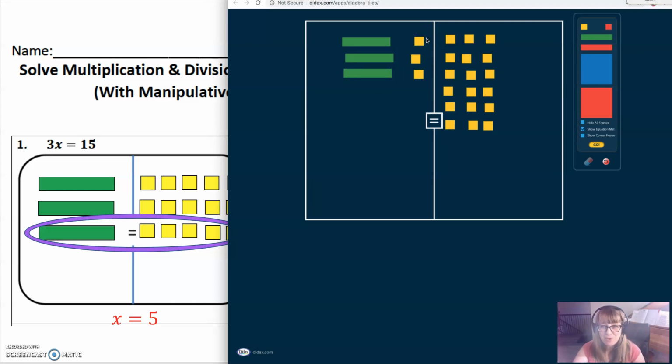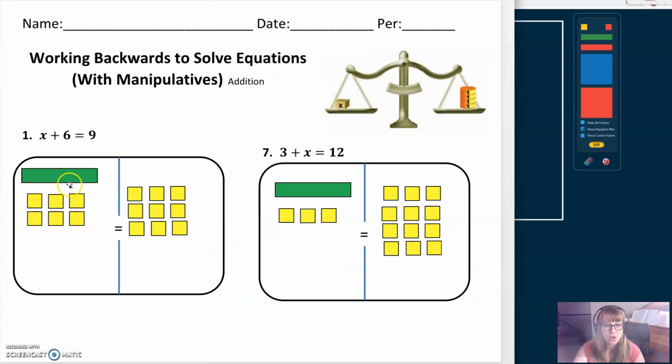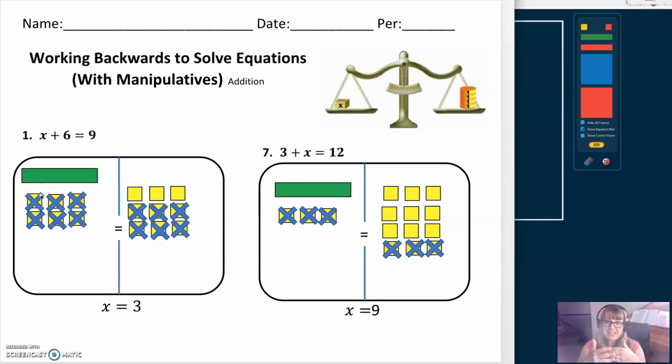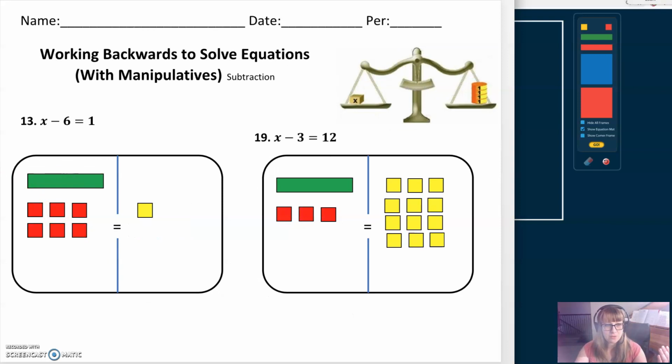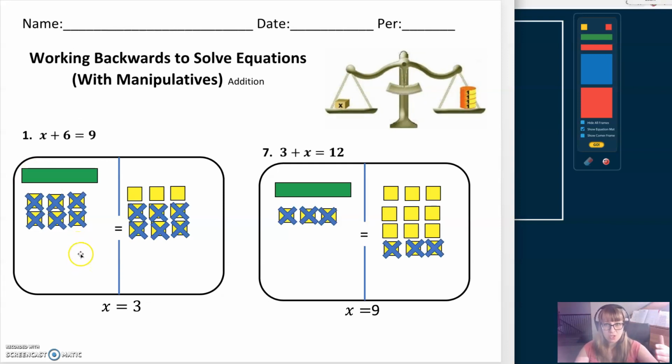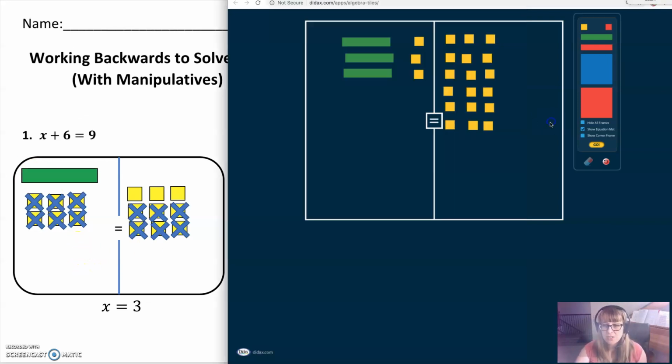So that's exactly what we do when we're working backwards. It's kind of a combination of both of these last two strategies, where we have our x tiles with the unit tiles. So work on getting the x tiles, plural this time. We're going to get our x tiles by themselves by pulling off those unit tiles. Okay, so let's start with that.